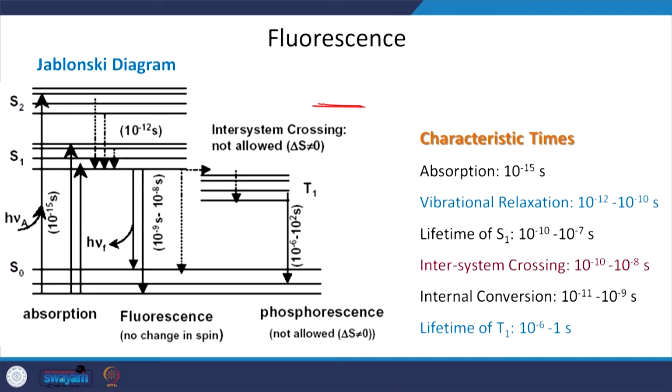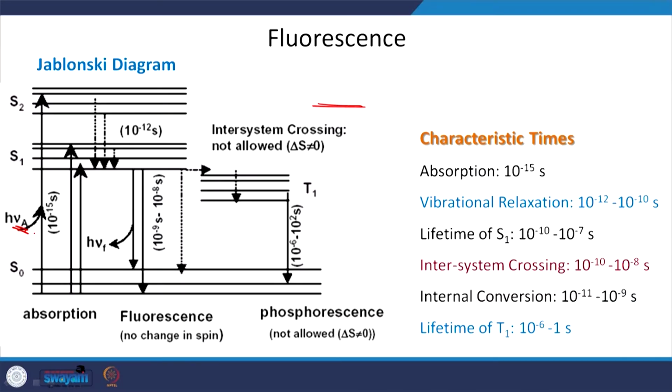Let us see what fluorescence is. Fluorescence was named by George Gabriel Stokes when he saw the mineral fluorite light up when illuminated with ultraviolet. That is how he named it fluorescence. We can understand from the Jablonski diagram that if you have a molecule and you shine light of a certain wavelength, it gets absorbed, and after a certain time it comes back to the ground state. That is called fluorescence.